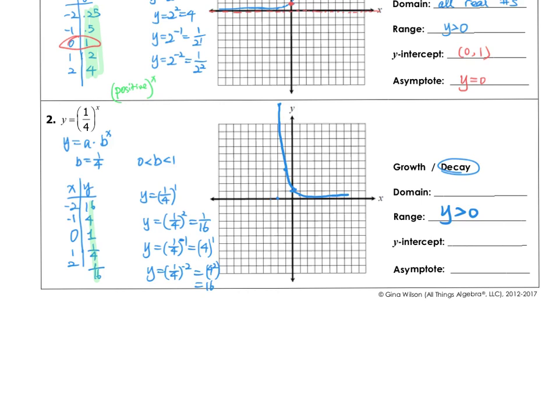X, it can be anything. You can say X belongs to real numbers. You can do that, or you can simply write it out, all real numbers. The y-intercept, we said, is right here. When x equals 0, y equals 1. There it is. And the asymptote is the x-axis, which is y equals 0. All right? So this takes some practice. Take your time. We'll do more practices soon.